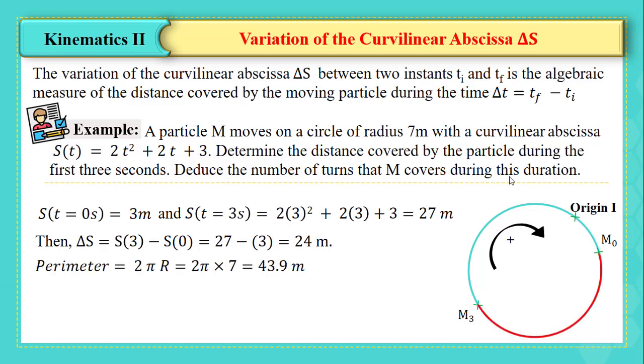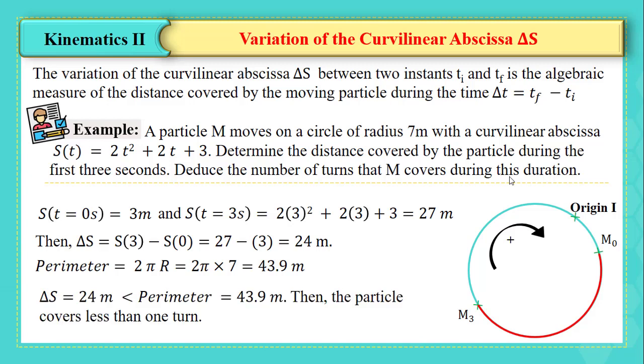The perimeter of the circle is equal to 2 pi r, which is 43.9 meters. Now, by comparing delta S and the perimeter, we find that 24 meters is less than 43.9 meters. Then we deduce that the particle covers less than 1 turn.